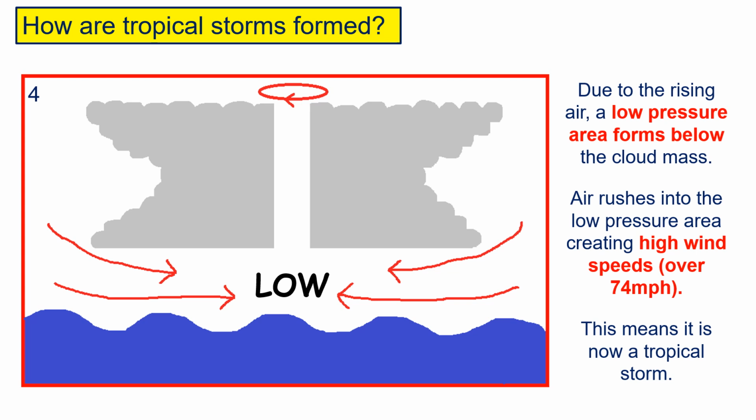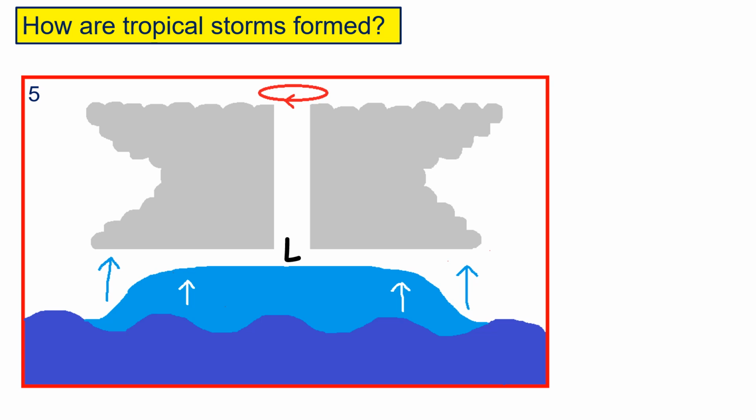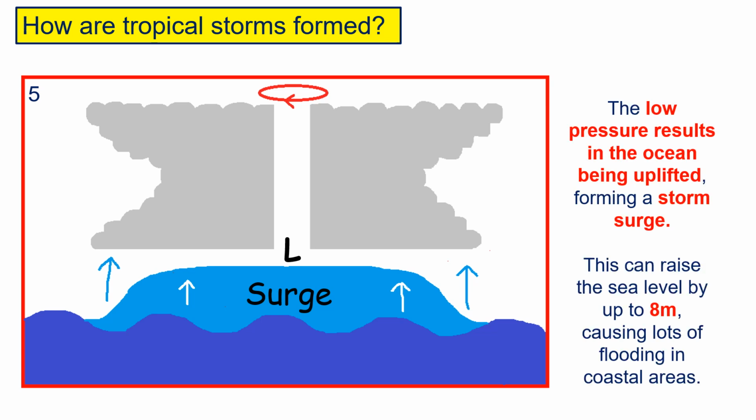And then we've got our final step, step 5. In step 5, we can now see there's that low pressure beneath the tropical storm. We have the sea rising up, and that's called storm surge. So the low pressure results in the ocean being uplifted from a storm surge, a large wave. And this can rise the sea level up to 8 meters, causing lots of flooding in coastal areas. So then pause it there, make sure you get it down. Okay.